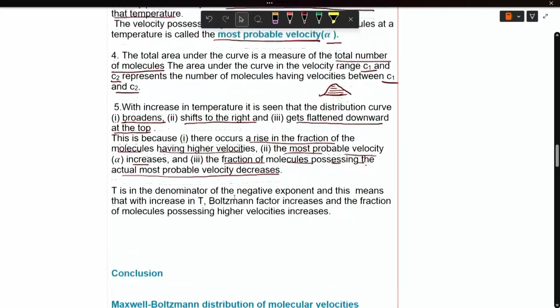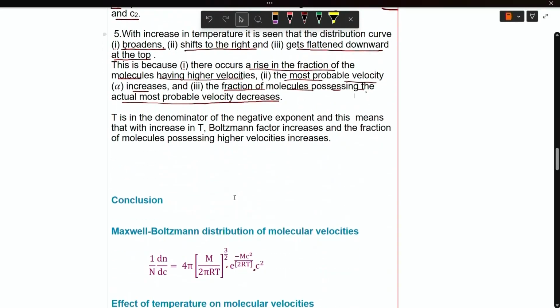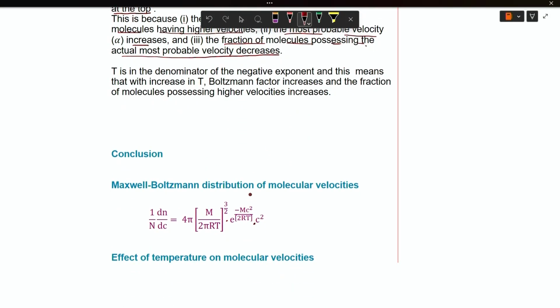Now, this can be explained in terms of Maxwell-Boltzmann's equation, in which you can see the temperature factor. Where is it? It is in the exponential term e to the power minus mc² divided by 2RT. The other terms do not change much, only the temperature is changing. Now, this temperature being in the denominator of a negative exponential, what will happen when T increases? What will happen to this fraction?